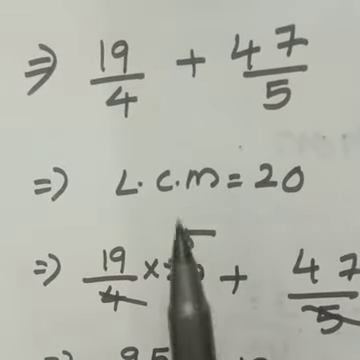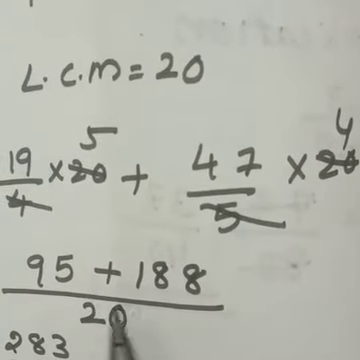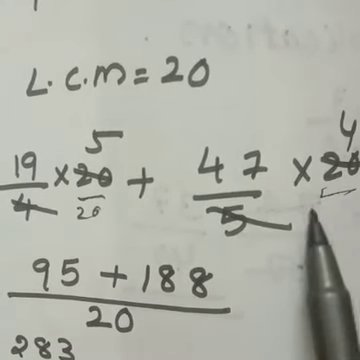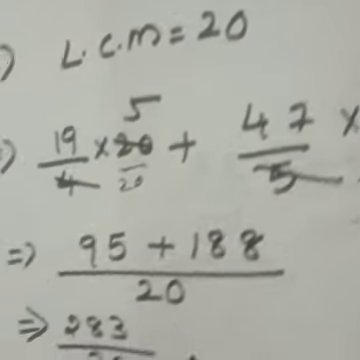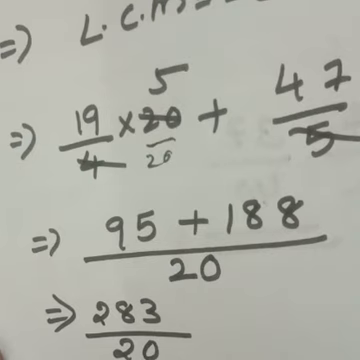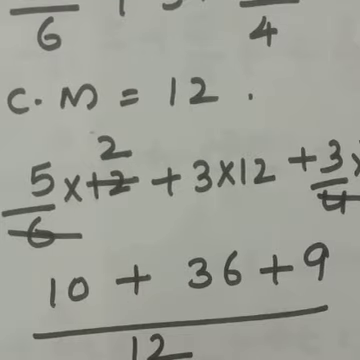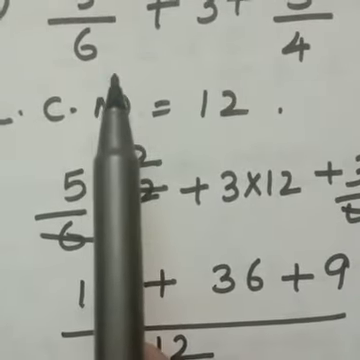Then after getting the LCM, you have to multiply each fraction with the LCM. See, common LCM 20 is there, hidden LCM 20, because up and down you have to multiply with 20. See, adding and dividing, you will get 14, 3 by 20, 20 is your denominator. After dividing, 14 is the quotient and 3 is the remainder. Clear? Next is 5 by 6 plus 3 plus 3 by 4.